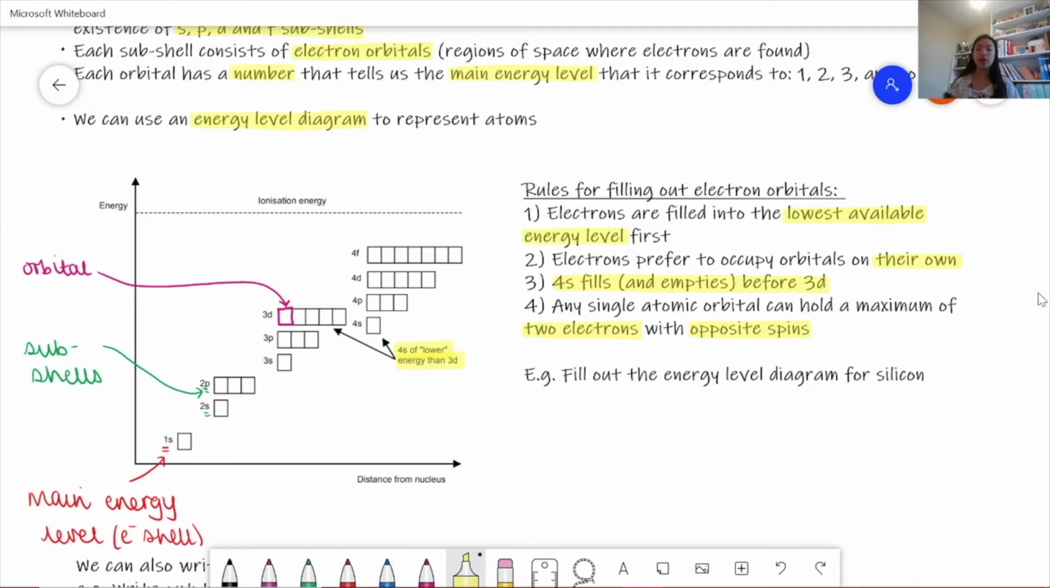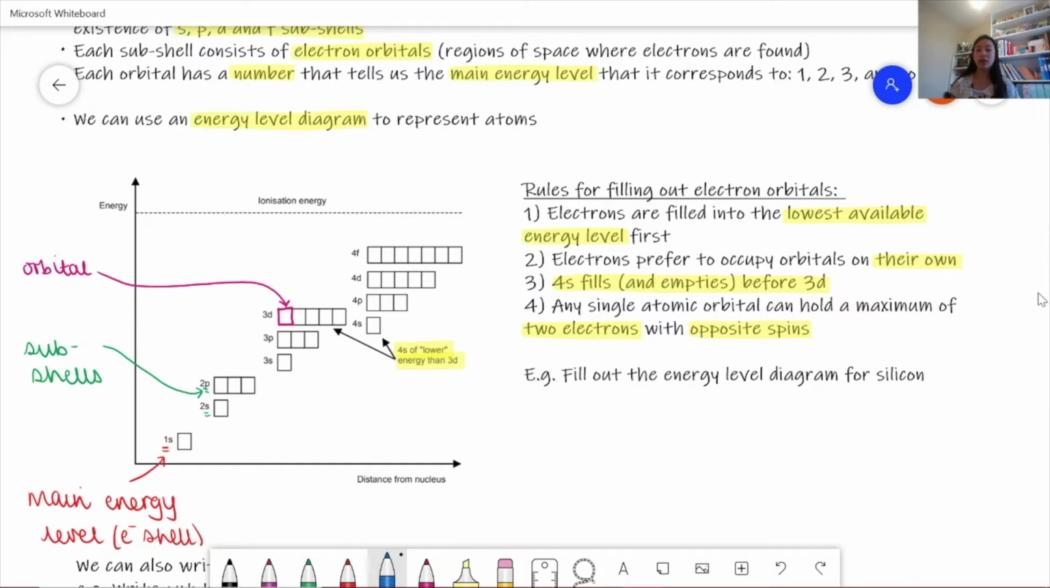For example, if we look at how to fill out the energy level diagram for silicon, the first thing we do is look at the periodic table and see how many electrons silicon has. It actually has 14 electrons, and so that's how many we need to fill out. Using the first rule, we need to fill the electrons into the lowest available energy level first.